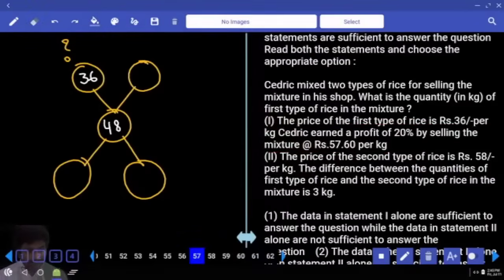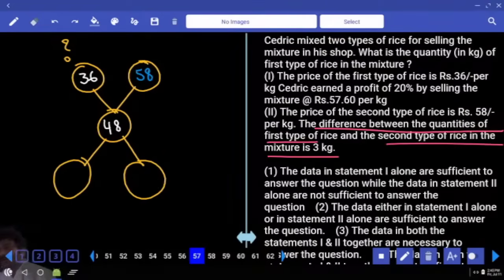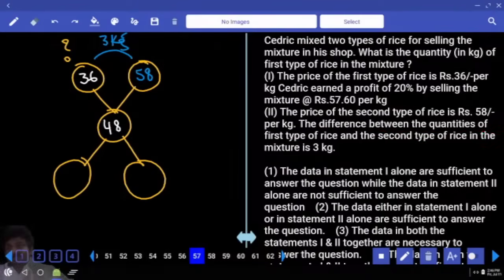Next, second one. The price of the second variety is 58 rupees per kg. The difference between the quantities of the first type of rice and the second type of rice is equal to 3 kgs. This is the information given in the second statement. Is the second alone sufficient to answer the question? The second information is in blue. That is not sufficient. We need all the information in white color and blue color, correct? So what is the answer? Both are required to answer the question.